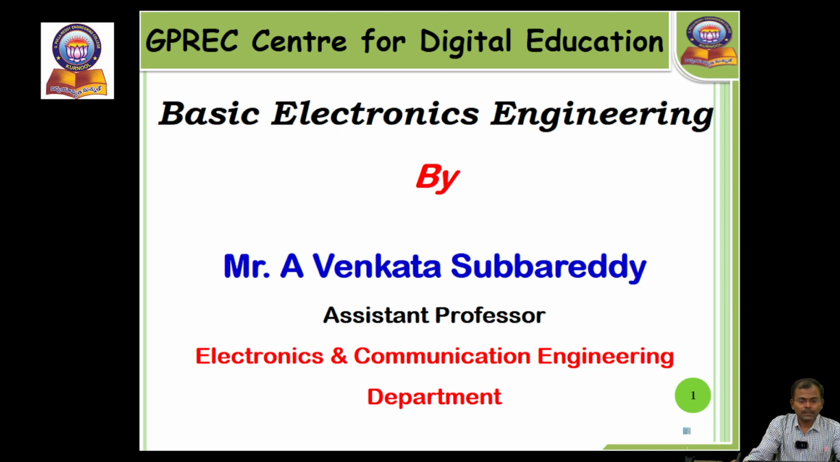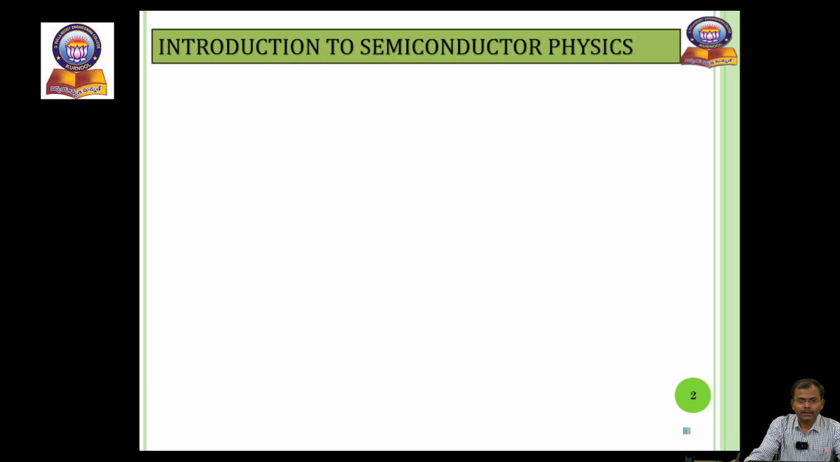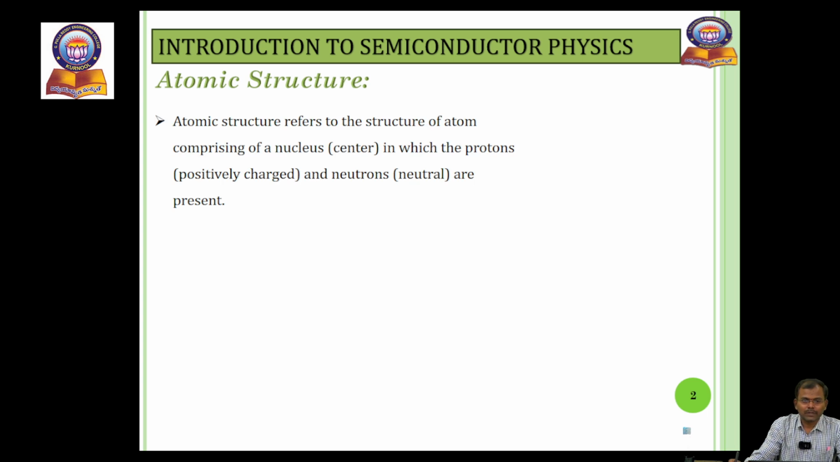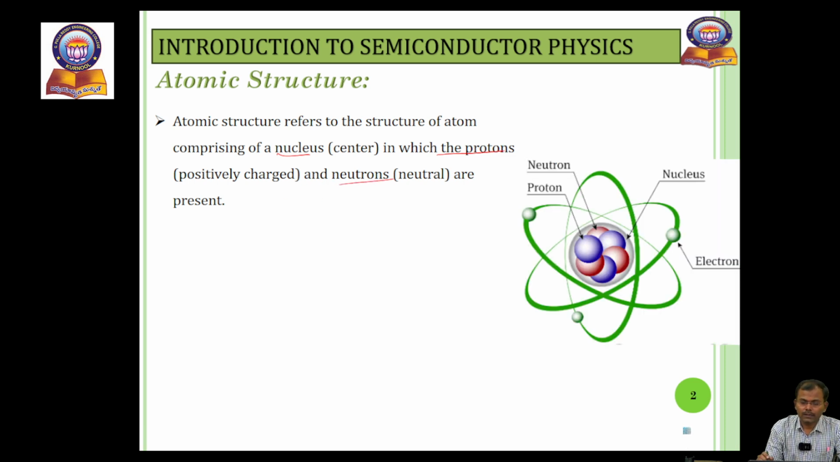So in this session, I will discuss semiconductor physics. Introduction to semiconductor physics: atomic structure. Atomic structure refers to the structure of an atom, comprising a nucleus which contains protons and neutrons. This is the structure of an atom.